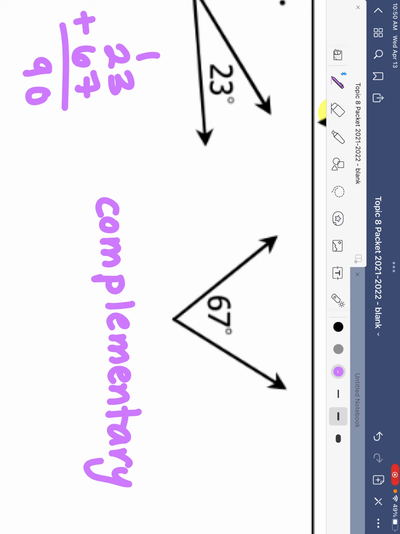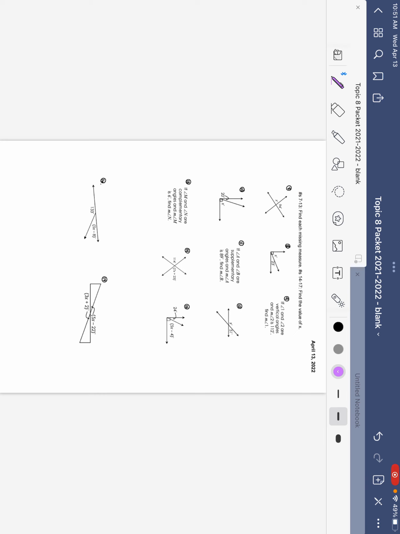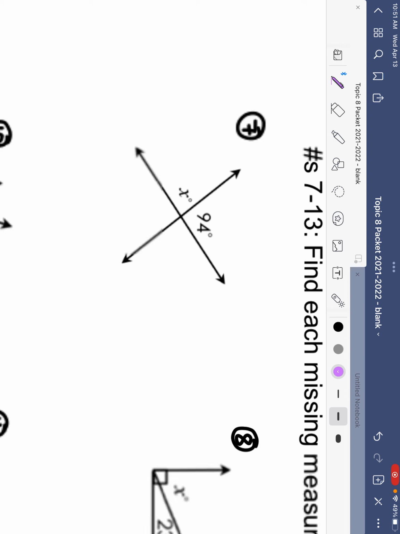Okay, let's move on to numbers 7 through 17. For numbers 7 through 13, it says, find the missing measure. So I'm going to find the value of x in number 7. I'm looking at this angle right here, which I know is x degrees, and this angle right here, which I know is 94 degrees. What I notice is that these are adjacent angles, but they make that straight line right there. So I know that they equal 180 degrees. So x plus 94 equals 180.